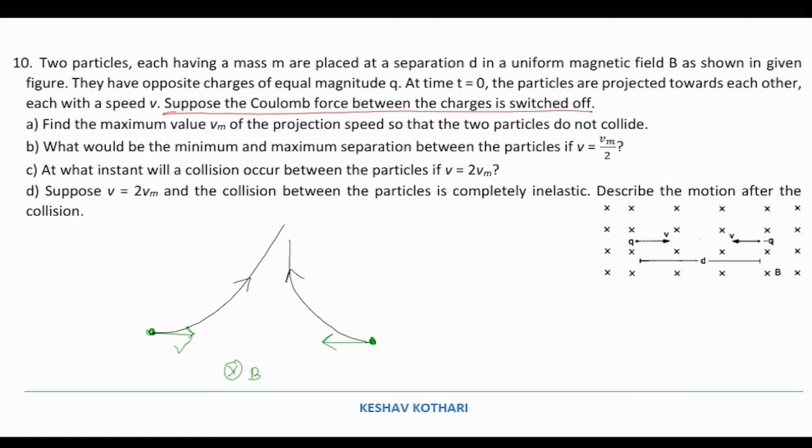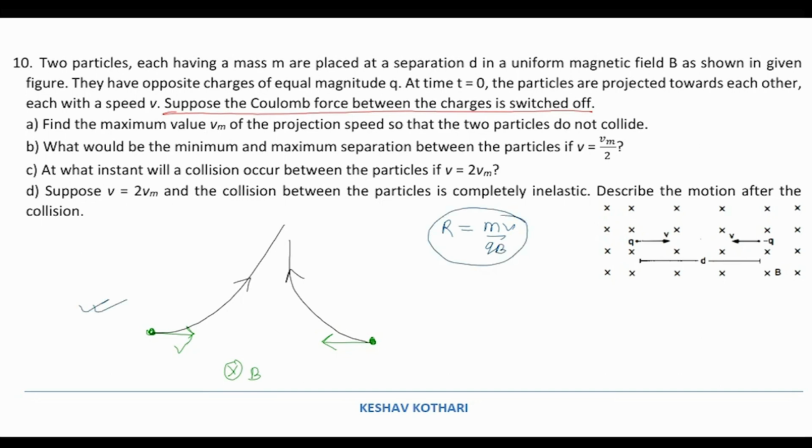So the first thing that we wish to know is what is going to be the direction of the motion of each charged particle. So now the first part is asking to find the maximum value Vm of the projection speed so that the two particles do not collide. Since the value of charge, velocity and mass is the same for both the charged particles, they both will move in the same radius r equals mv by qB, and their motion is governed by the direction which we have already determined.